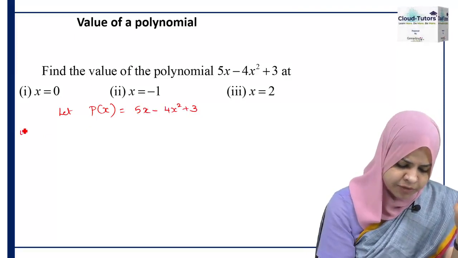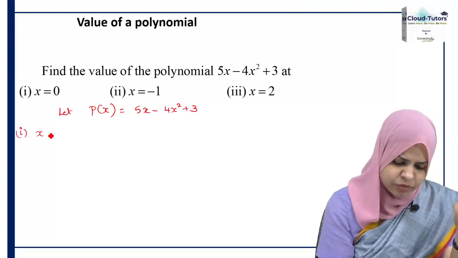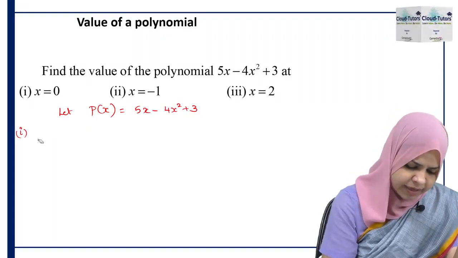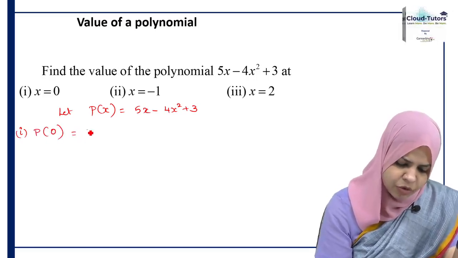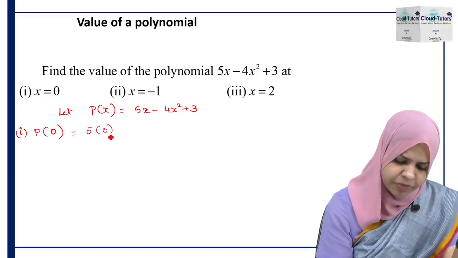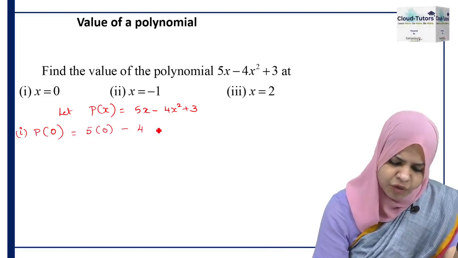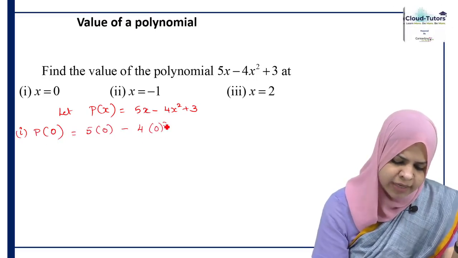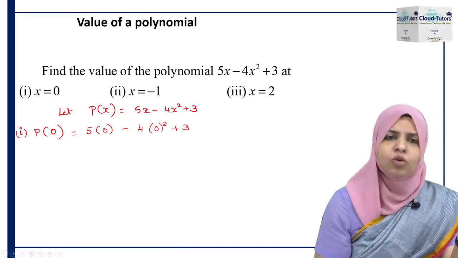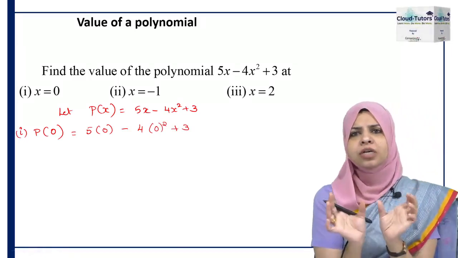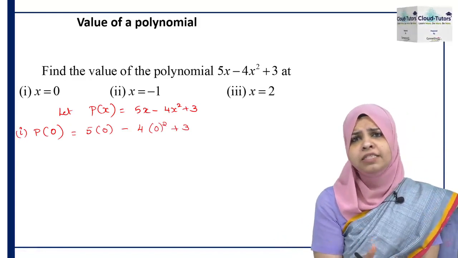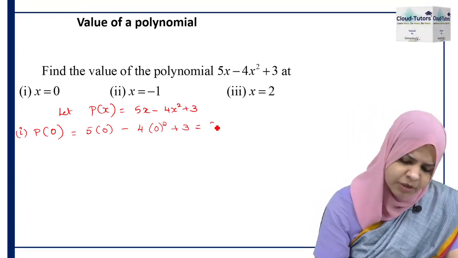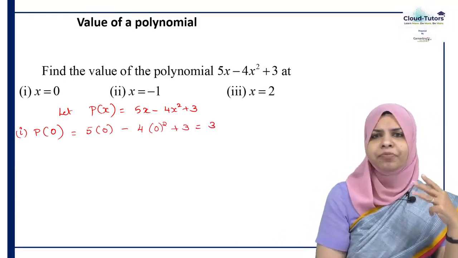So now for the first question, x equal to 0. So we'll write p of 0 equal to 5 of 0 minus 4 into 0 square plus 3. So what happens? First two terms are nullified. Basically anything that is being multiplied to 0 will be 0, right? So plus 3 is equal to 3, right?